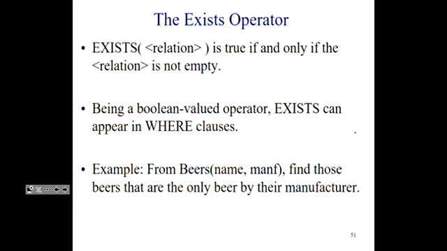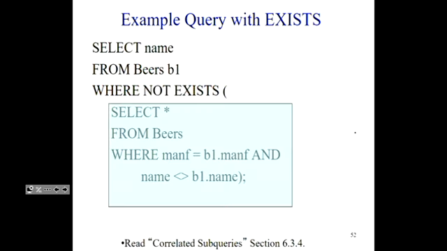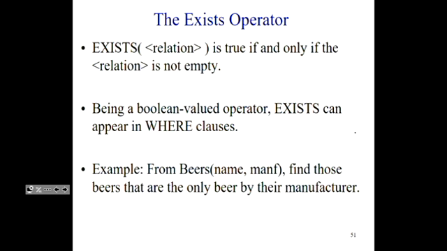And once again, for every one of these queries, you can think about how you would possibly do it without using subqueries. This will force you to solidify your understanding of the basic select from where, okay? But I'm not going to do it for this one. So for this one, let's talk about how I would do it with a subquery. So once again, I want to find all of the beers that are the only beer by their manufacturer. Okay, so there are no other beers that are made by the same manufacturer.